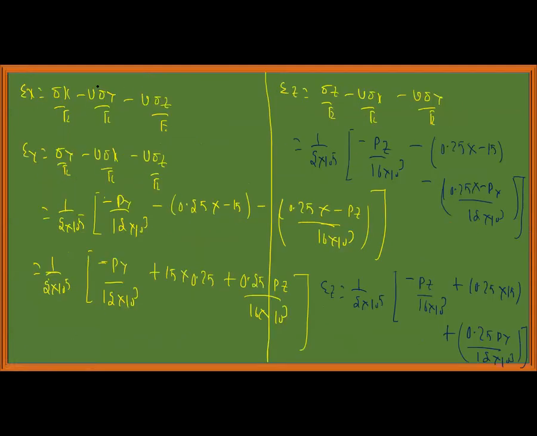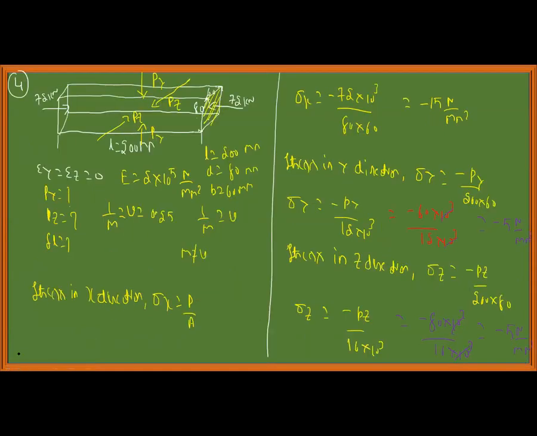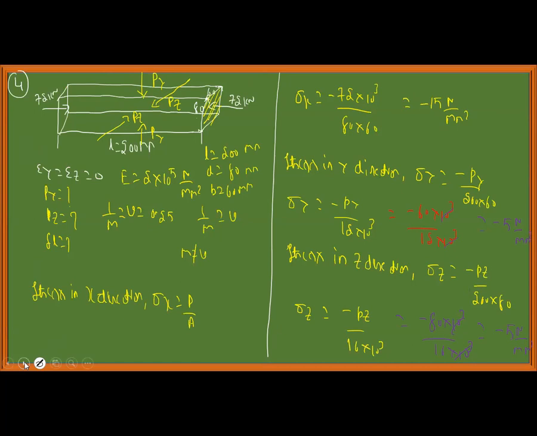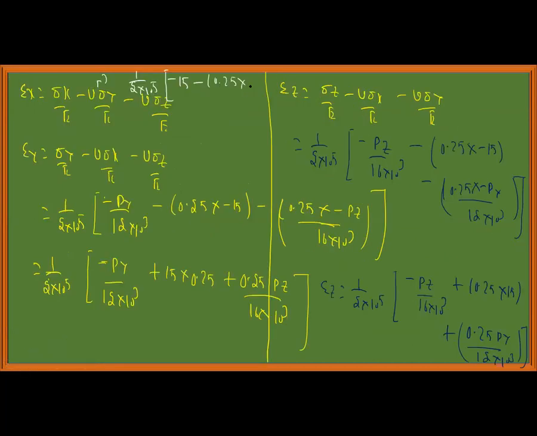Epsilon x is equal to, I'll write it here. Sigma x. Sigma x is how much? Sigma x is minus 15 MPa. 1 by 2 into 10 power 5, minus 15 minus 0.25 into minus 5, minus 0.25 into minus 5. Can you tell me what is epsilon x? Epsilon x is equal to 1 by 2 into 10 power 5, minus 15 minus this into this. Tell me this value.